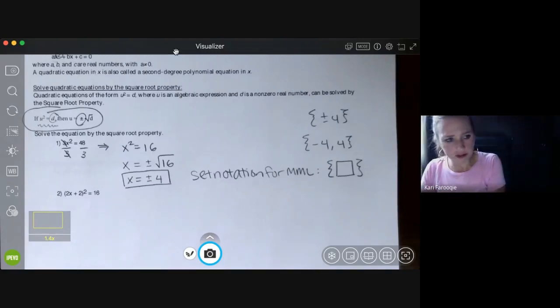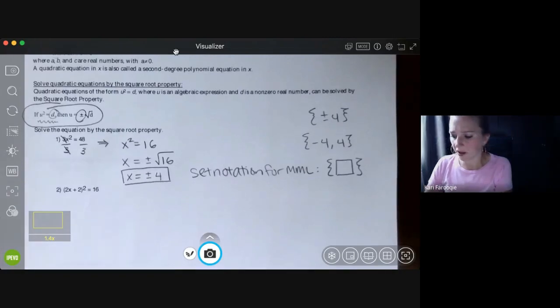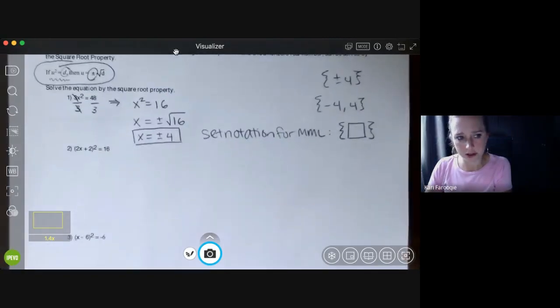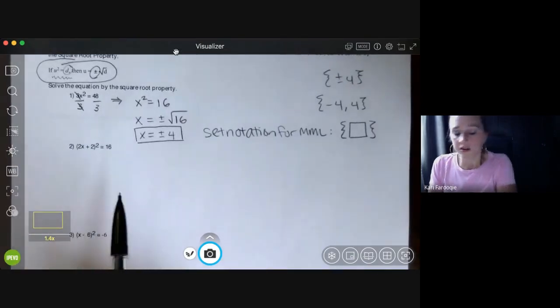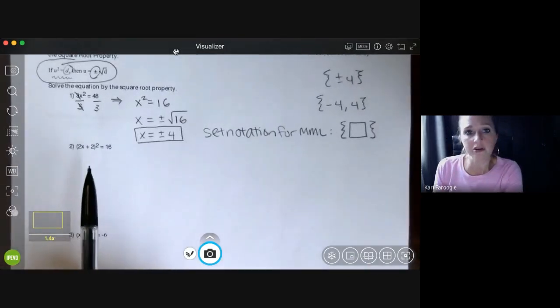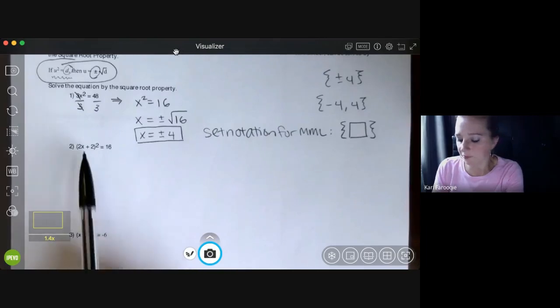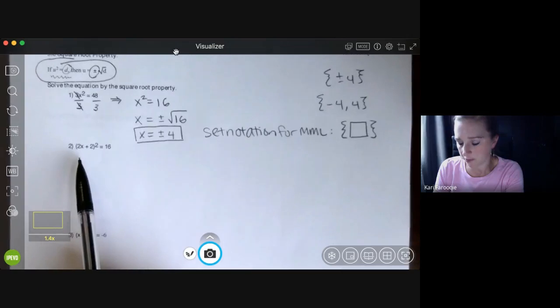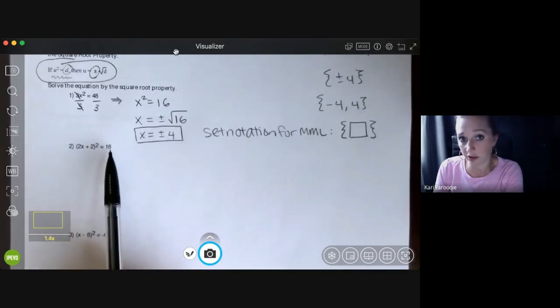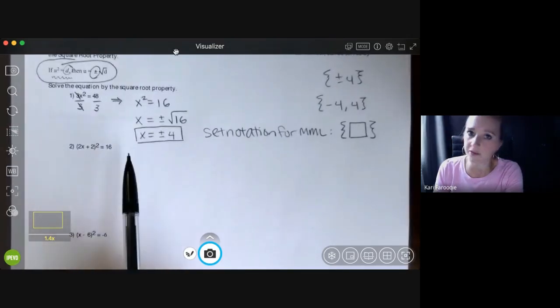We're going to do something similar for example 2. It looks a little bit different, but it's going to use the same process. The reason that you will know right off the bat that you're going to use the square root property is because you have on the left-hand side a quantity being squared, and on the right-hand side you have a constant. Anytime that's the case, you're going to use the square root property.